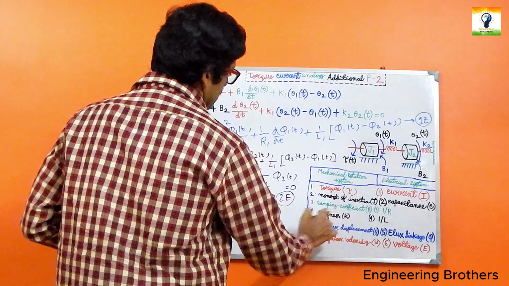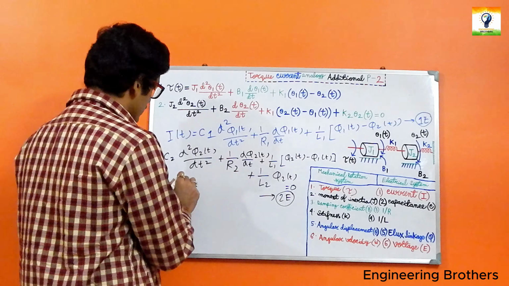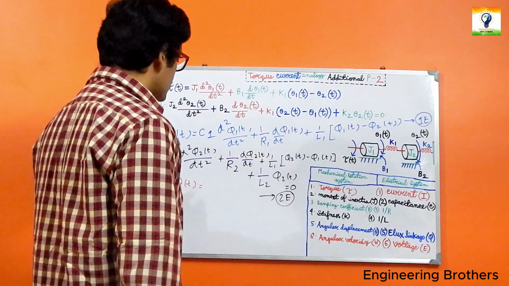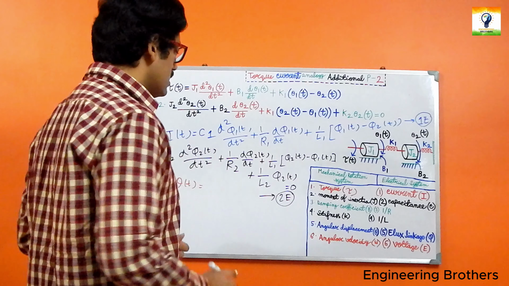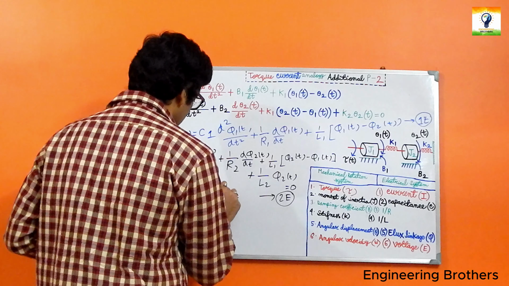And we are taking this 5 over here. So for a mechanical system, the angular displacement, that is theta t, is analogous. Analogous means equal or equivalent. So that is equal with our flux linkage, which is quite naturally our phi t.